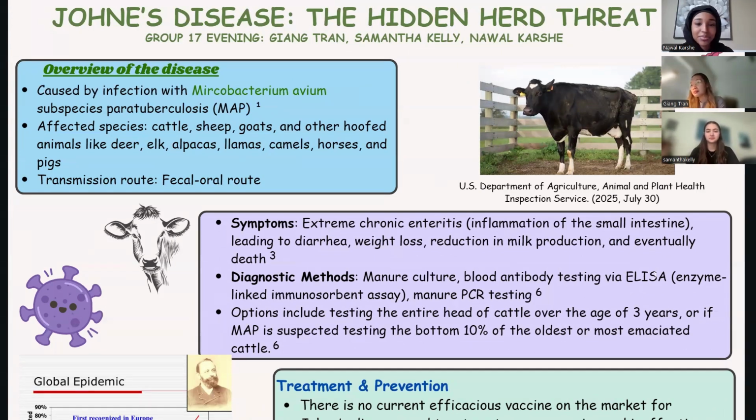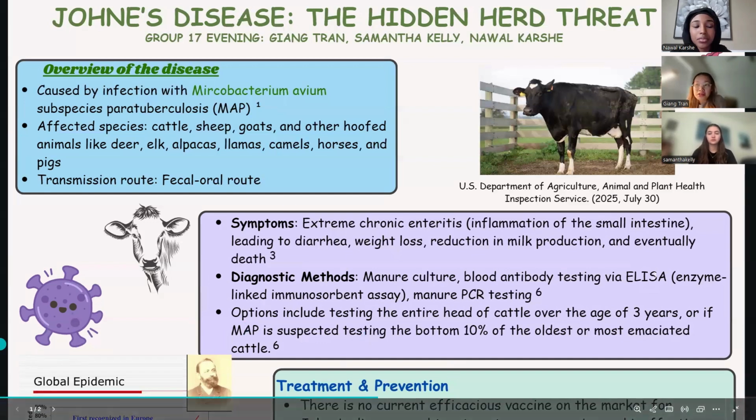I'm going to start by going over the overview of the disease. This is caused by the pathogen Mycobacterium avium. It is a bacteria, and the disease is also called Johne's paratuberculosis. MAP is the abbreviation of the pathogen that causes the disease. The most commonly affected species are cattle, sheep, and goats, and there are some hoofed animals that are also affected, like deer, llamas, camels, horses, and pigs.